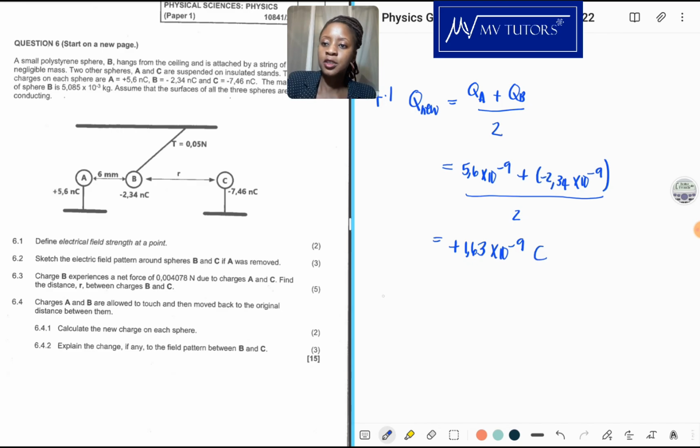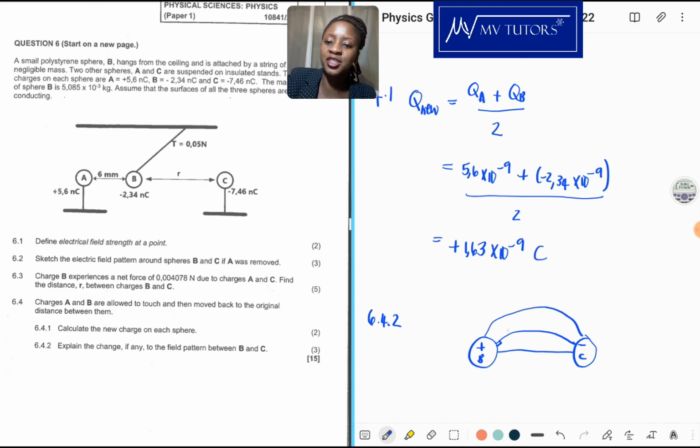The new charge, now 6.4.2, almost there, says, explain the change, if any, to the field pattern between B and C. Now remember, the charge on B is now positive, right? The charge on C is negative. So as such, they will have an attractive, remember that is at 90 degrees, so they will have an attractive charge to them, okay? And then, yeah, you know the drill.